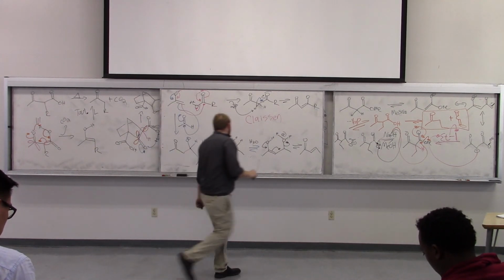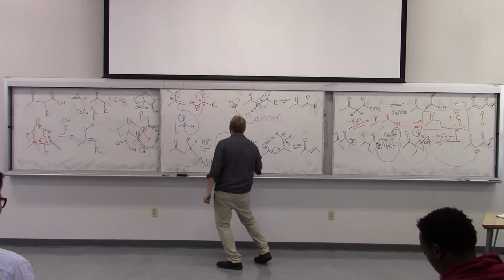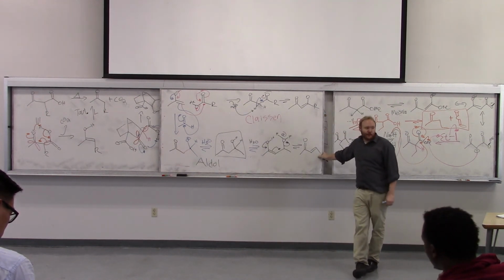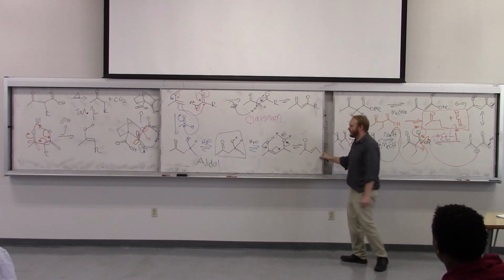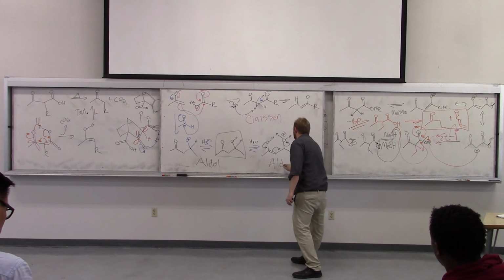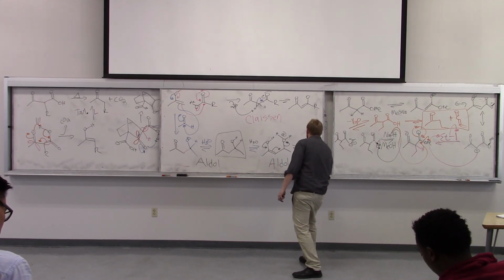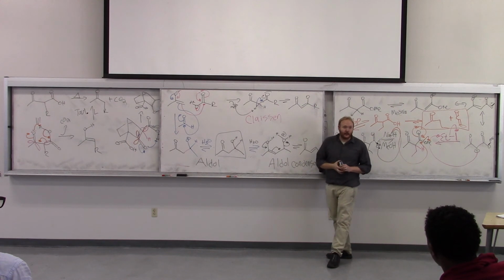And under some conditions, the aldol doesn't stop at the aldol product, which I'm boxing. It actually goes all the way to this unsaturated ketone. This is a ketone with a conjugated double bond to it. And in that case, we call this an aldol condensation. And those are really the three reactions we're going to talk about this week.